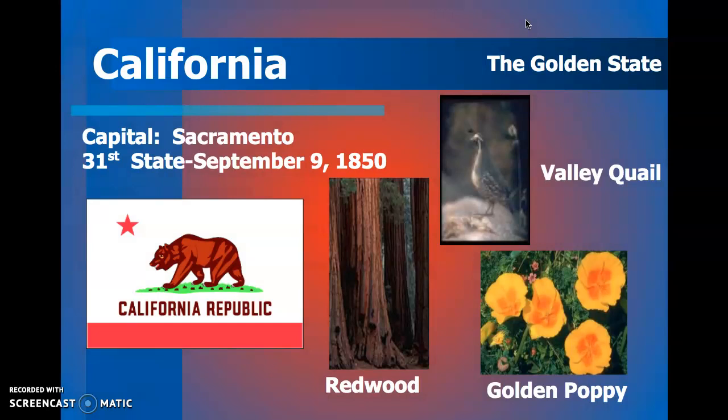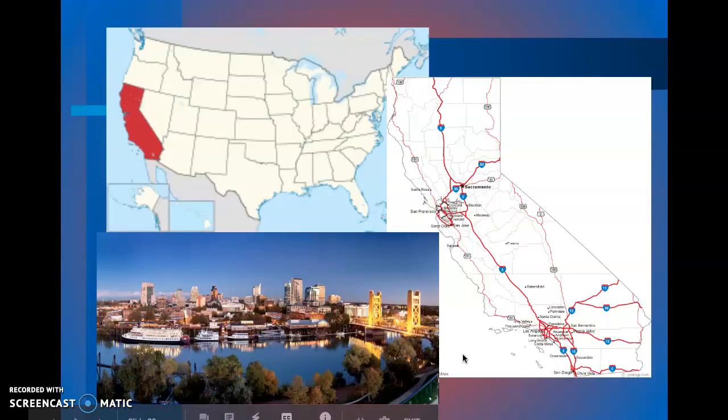California, the Golden State. Capital is Sacramento. It's the 31st state to enter the Union on September 9th, 1850. Before that, it was known as the California Republic or the Bear Flag Republic, and before that, it was a colony of Spain. State tree is the redwood, which are some of the largest trees in the world. The valley quail is the state bird, and the golden poppy is the state flower.